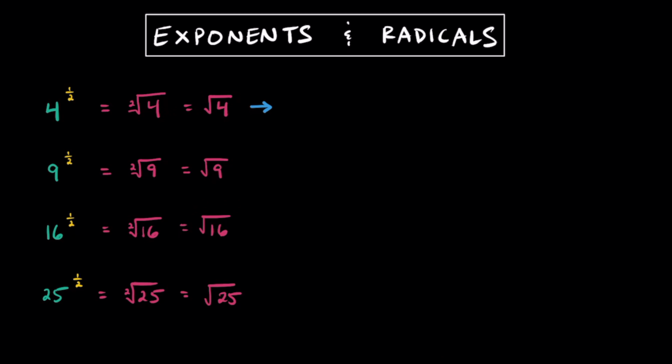Now 4 to the 1/2 power can be equal to plus or minus 2. 9 to the 1/2 power is equal to plus or minus 3. 16 to the 1/2 power is equal to plus or minus 4. And 25 to the 1/2 power is equal to plus or minus 5.